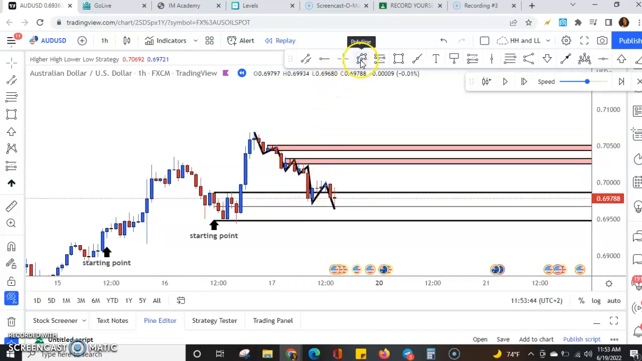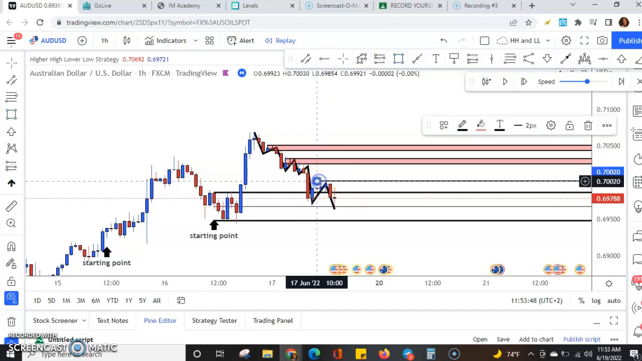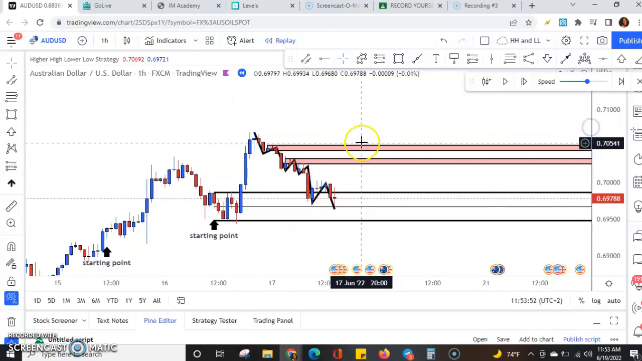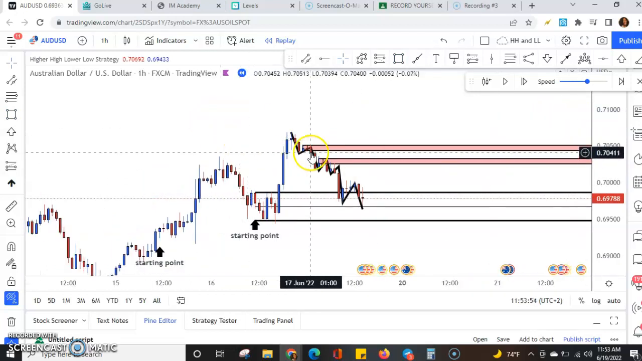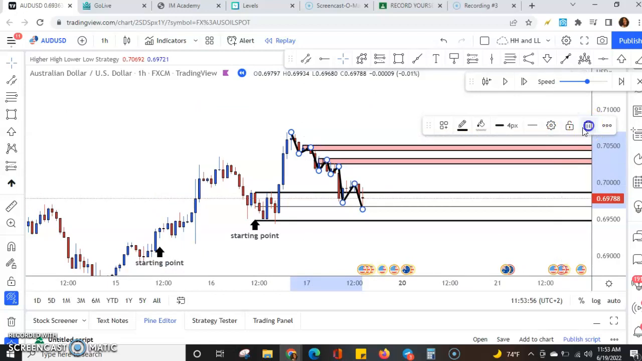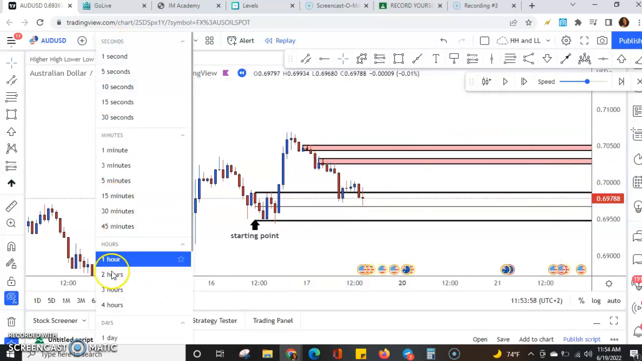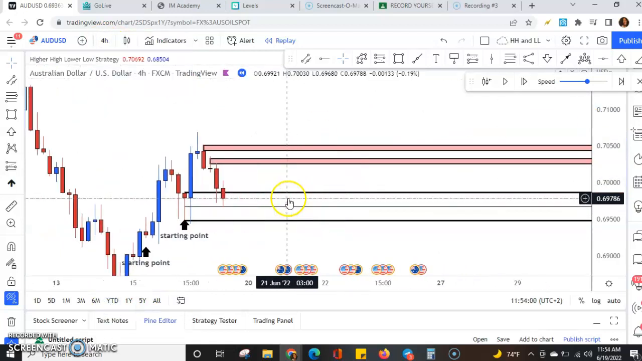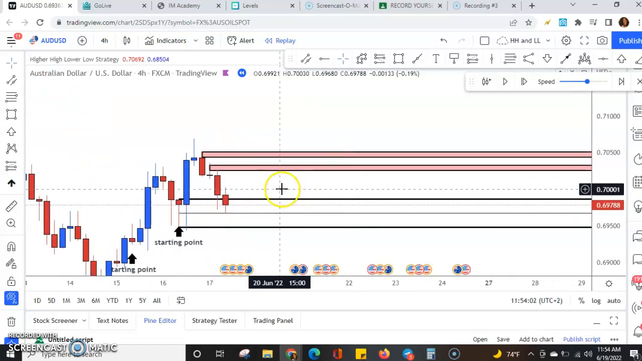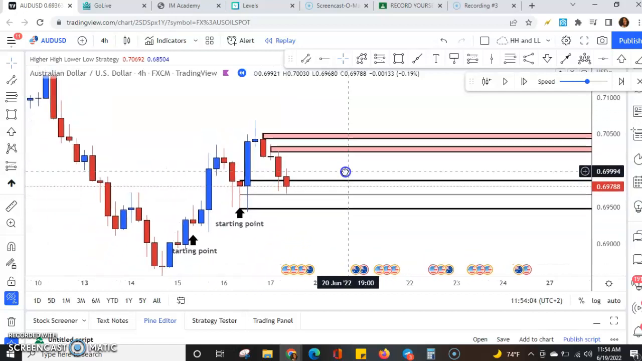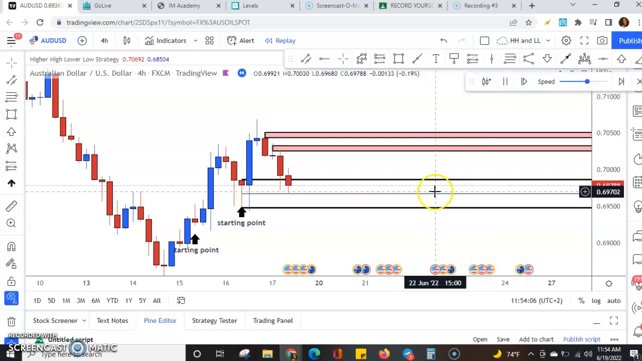Okay, so I've identified my zones. I will not use this one. This is too close to the market. All right, so I've identified those zones where there are pullbacks. I'm going to go back to the 4-hour time frame so you can see where I've identified those zones. And we're going to go ahead and move this market forward and see what it does.